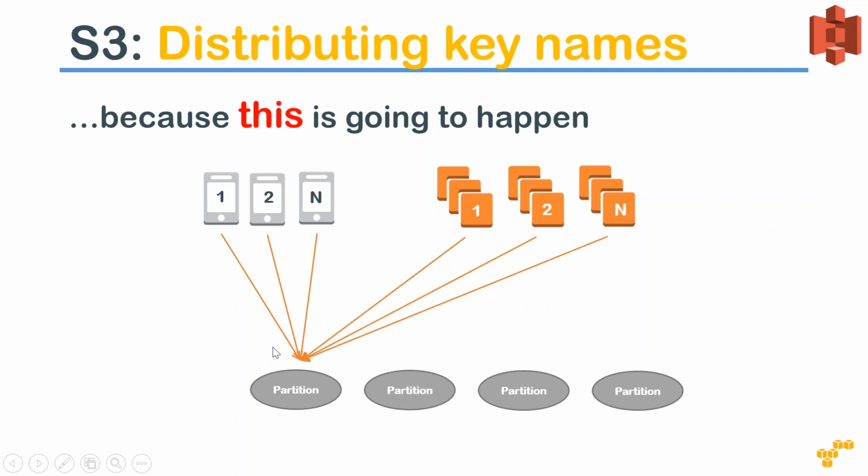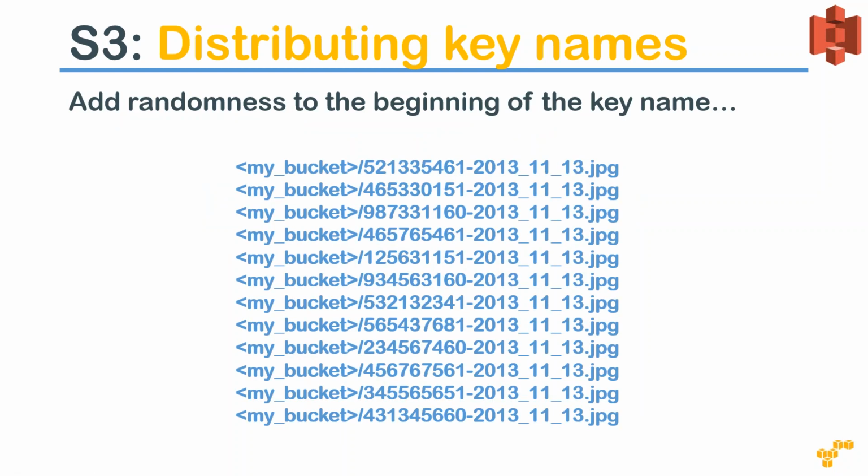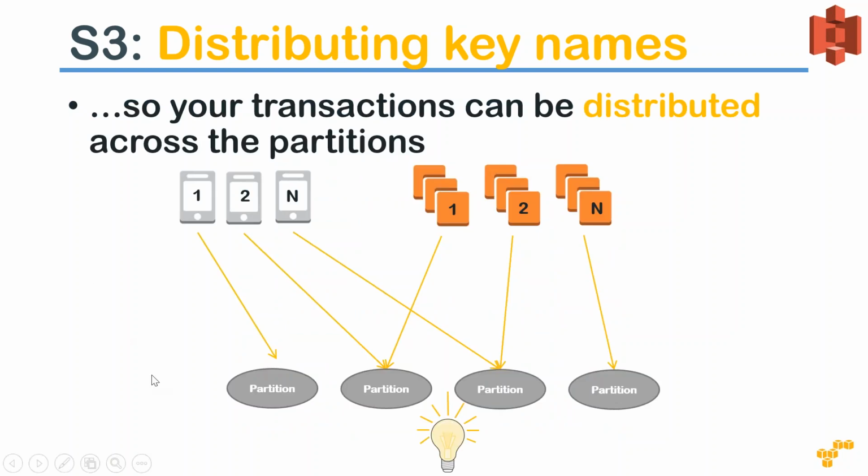So don't do this. Don't use sequential numbers. Instead, add randomness to the beginning of the key names. So if you have a bucket, add some random characters at the beginning, and then you will have the bucket name. What happens when you do this is your keys or objects are distributed across multiple partitions, and all the endpoints will be accessing different partitions. This way you can improve the performance of your S3 bucket by distributing your key names. In simple terms, randomize the key names, at least in the beginning part, and then have your file name after that. This way your performance is improved.